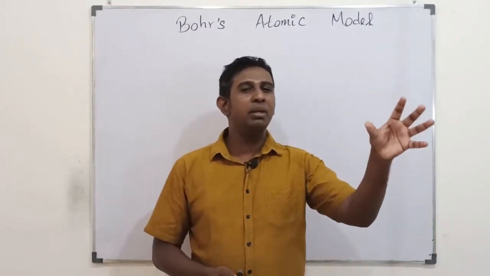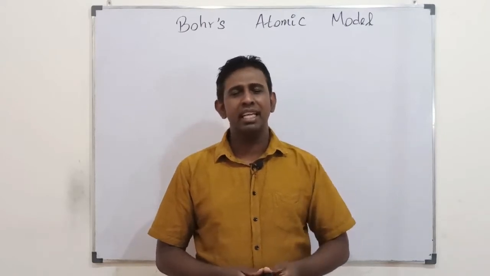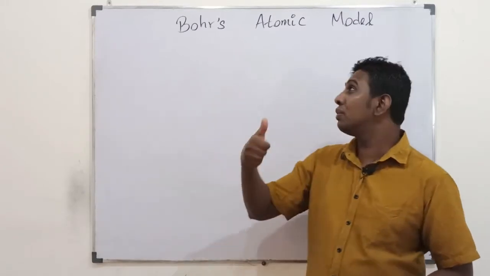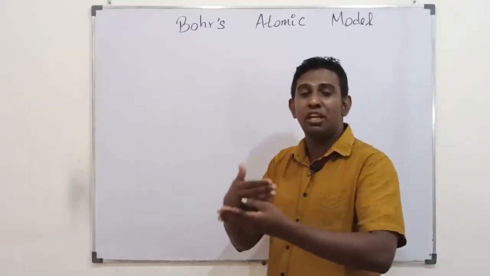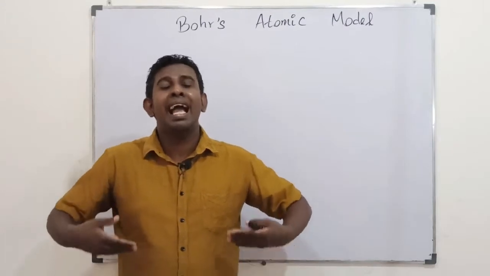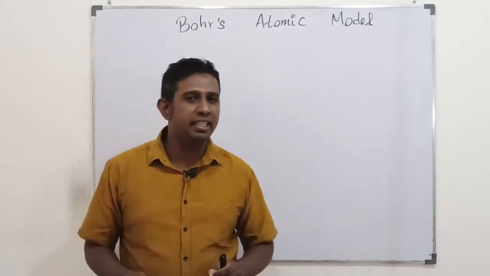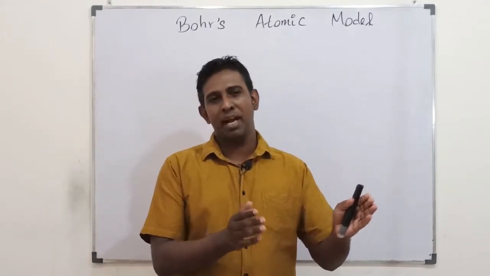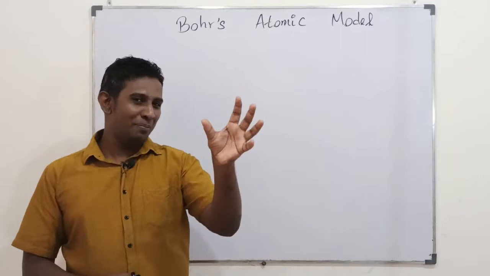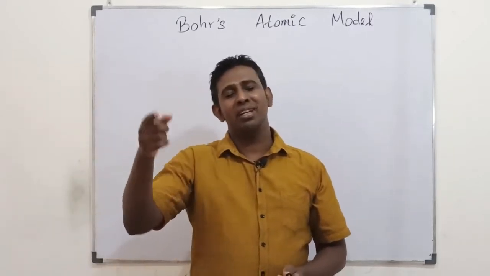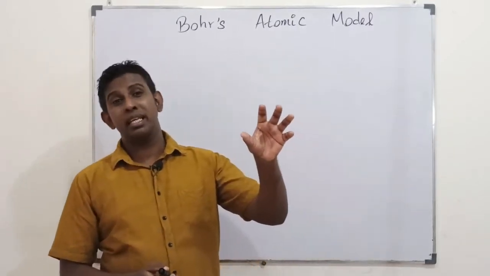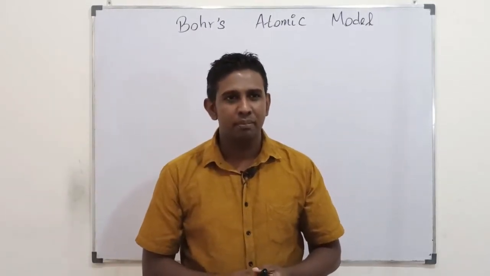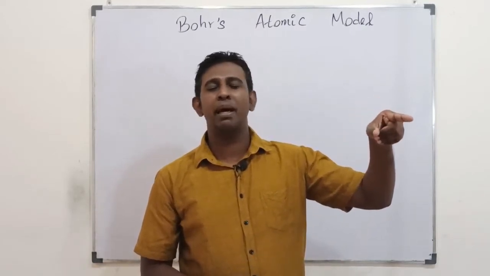First was the Plum Pudding Model by J.J. Thomson, then the Planetary Model by Ernest Rutherford. Next one was Niels Bohr's energy shell model. Then what we have presently is the quantum model. Students, so far we have talked about Thomson's model. It was like plums in a pudding. You have electrons in a positively charged globe, presented by J.J. Thomson.